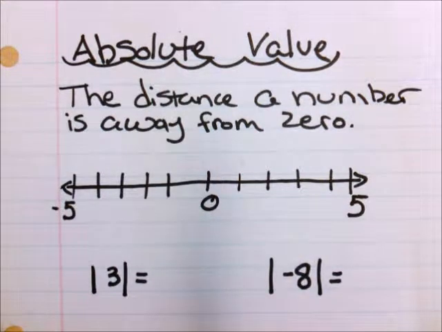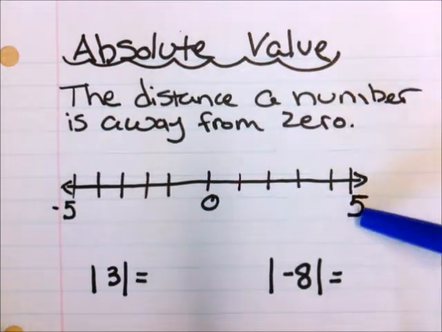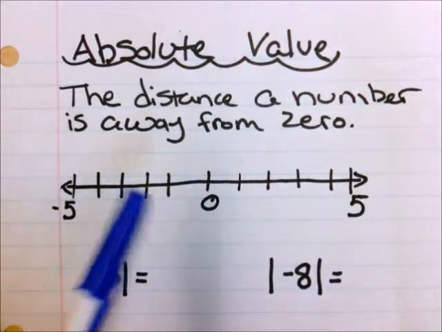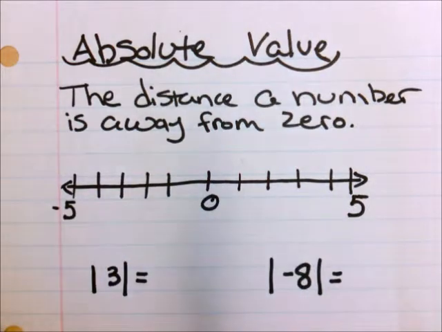Okay, so in this lesson we're going to be talking about two different things, absolute value and opposites. We're going to start with absolute value here. The definition of absolute value is the distance a number is away from zero. So we have a number line right here, and we have 0 on it right here. And then I just went up to +5 and back to -5.